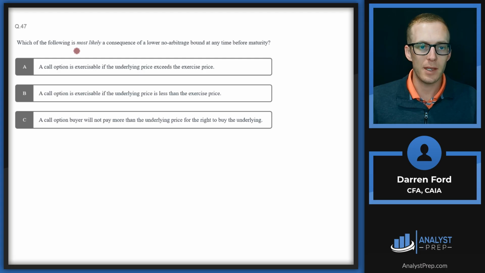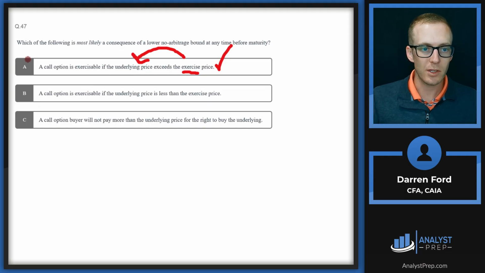Answer A. Which of the following is most likely a consequence of a lower no arbitrage bound at any time or before maturity? We've got A. A call option is exercisable if the underlying price exceeds the exercise price. That is going to be an accurate statement. For a call option, where these are bullish, if the price is higher than the exercise, we are going to want to exercise that, because that gives us the right to buy at the exercise and then sell at the underlying, which is going to be higher than what we buy at. So A looks good so far.